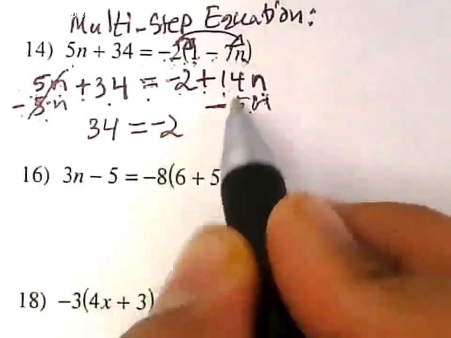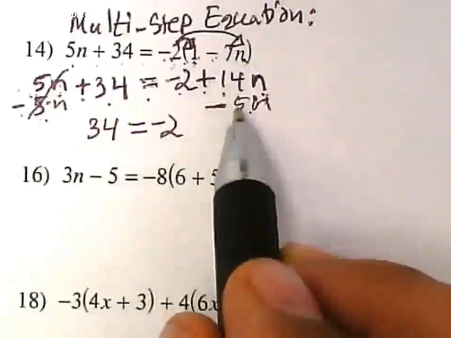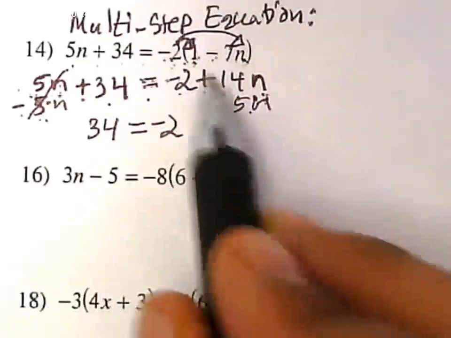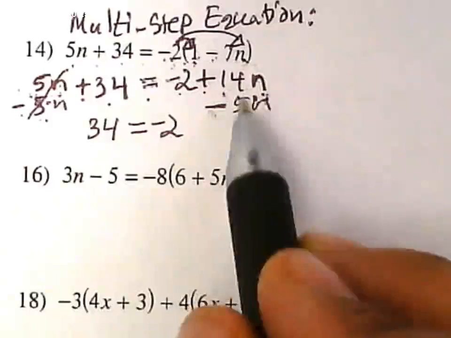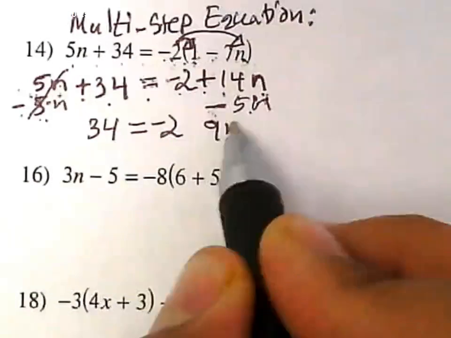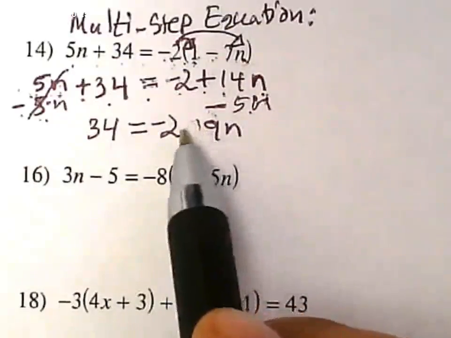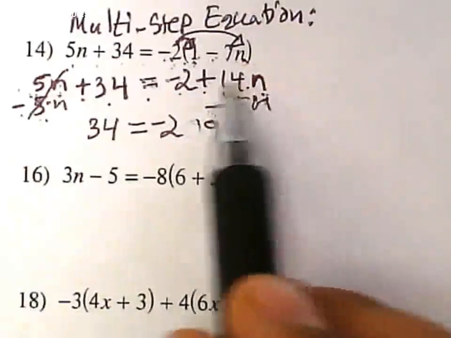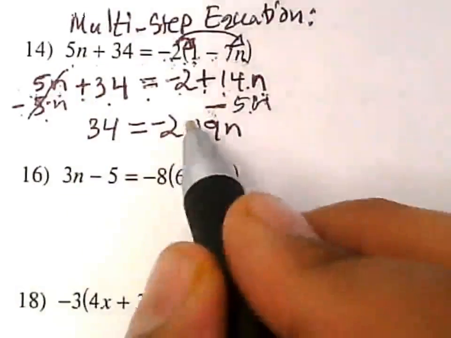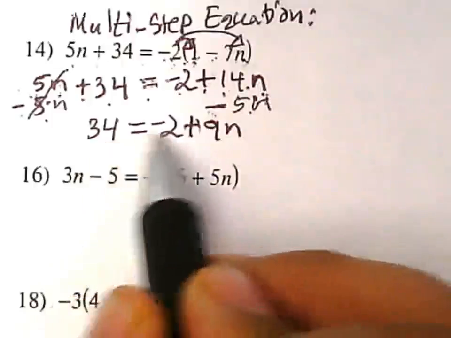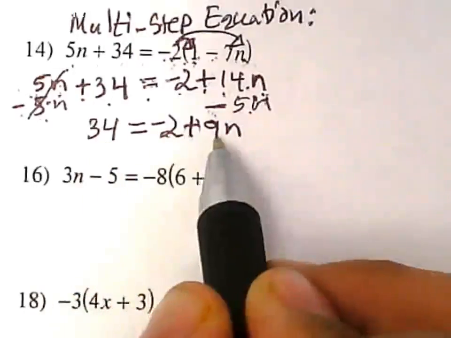minus 2. And here, look at this. 14 is positive, 5 is negative. So different signs. If you have different signs, you actually subtract. 14 minus 5 is 9n. The sign of the bigger number, I'm going to write it here. The bigger number is 14, and the sign in front of the 14 is positive, so you write it here underneath n. So 34 equals negative 2 plus 9n.